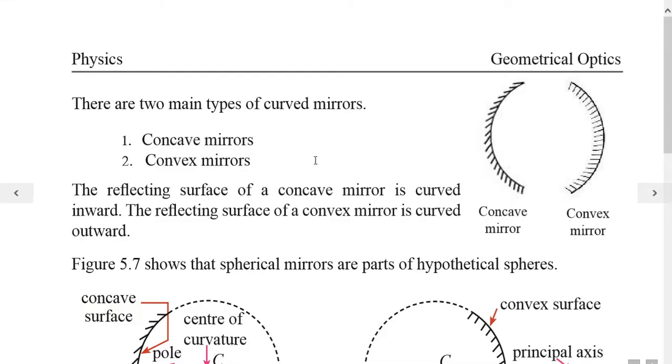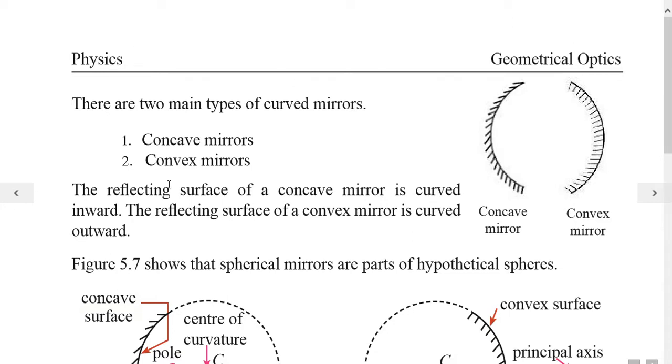Everybody, let's continue our lesson on curved mirrors. First of all, we identify the meaning of curved mirrors. Mirrors with a curved reflecting surface are known as curved mirrors. This reflecting surface we consider to be a part of a sphere. Therefore, we can give another name for curved mirrors, that is spherical mirrors.